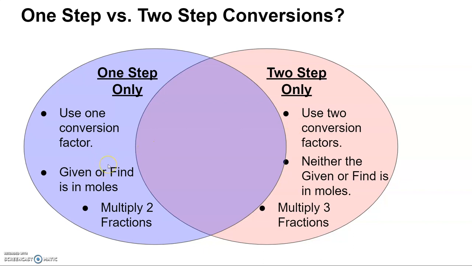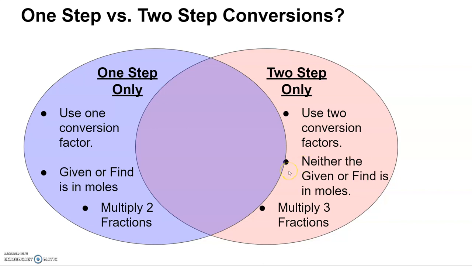In a 1-step problem, your given or your find will be in moles. Either your given is in moles or you're trying to find something in moles. In a 2-step, neither the given nor the find will be in moles. You could go from mass to volume, or from volume to number of atoms, or from number of atoms to mass. But notice that you don't have moles in your given or find. Whereas in a 1-step, you can go from moles to mass, or volume to moles, or from number of atoms to moles, right? There's moles there in the problem.